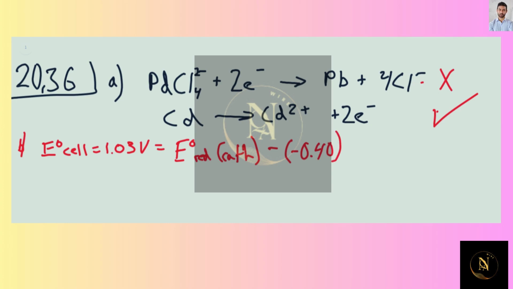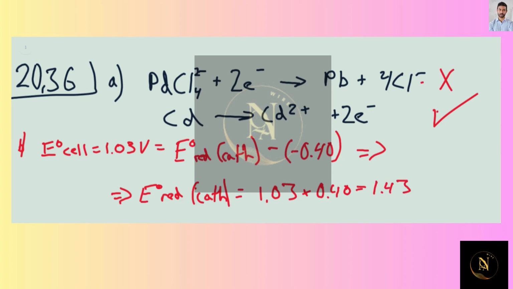And so then we can solve for the value of the cathode, or the palladium reaction, the potential, and we get 1.03 plus 0.40, which is equal to 1.43 volts. So that's the potential for this.